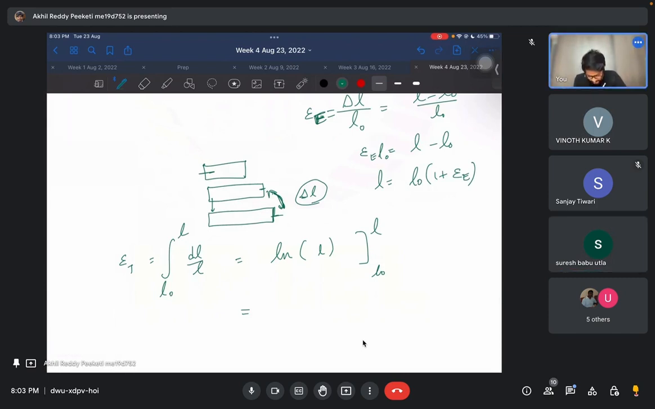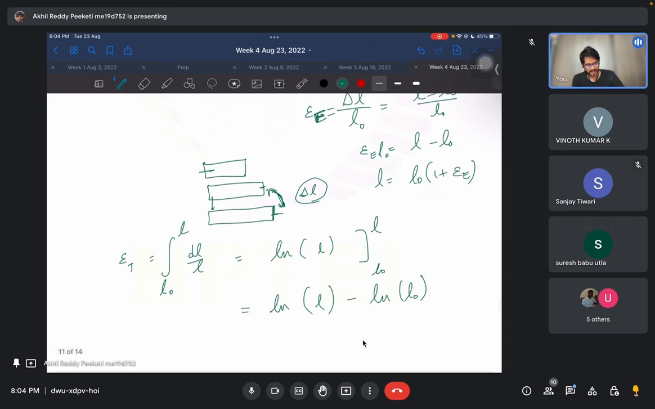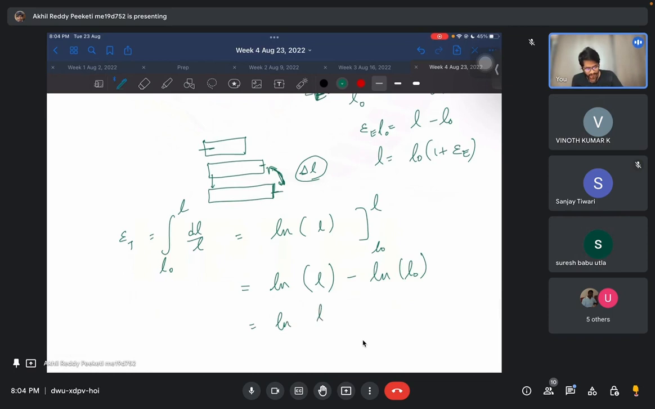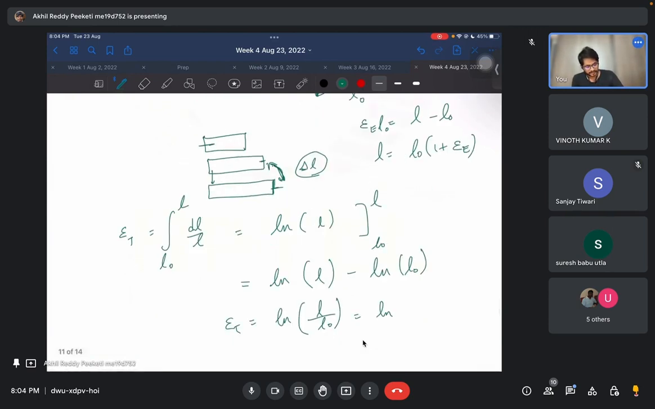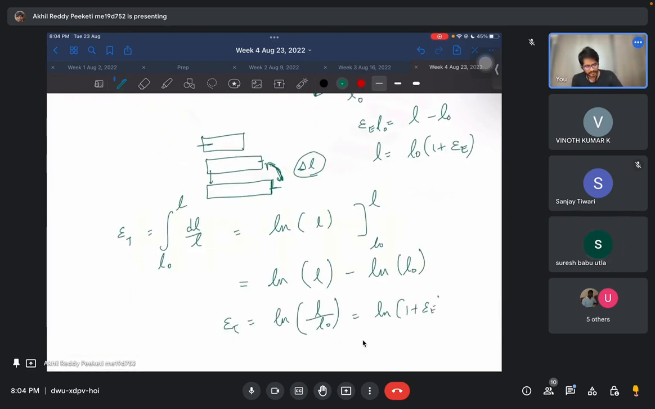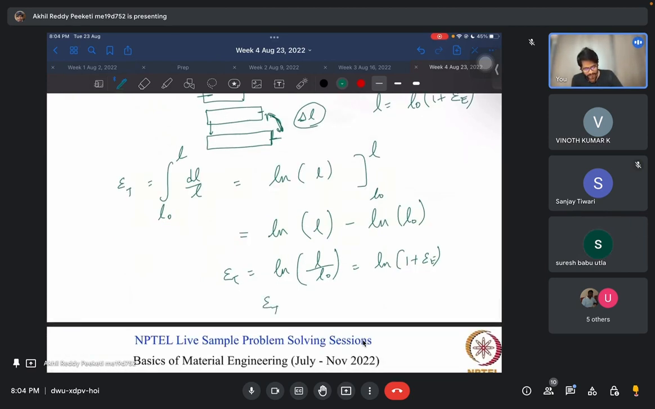Is this true? It's true. But what is ln L? If you put the limits, the current length is L and the initial length is L naught. So ln L minus ln L naught, which is actually ln of L by L naught. L and L naught are related like this, so this actually becomes this thing. So true strain in terms of engineering strain, you can write like this.